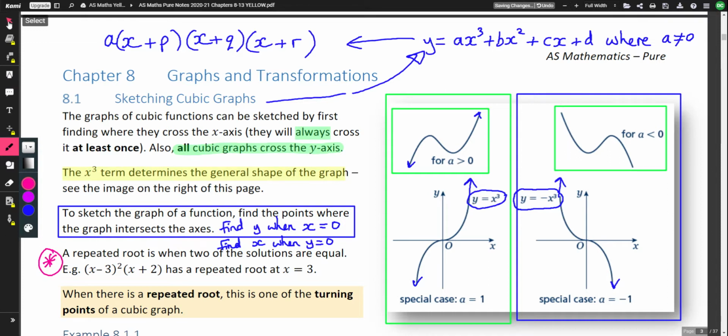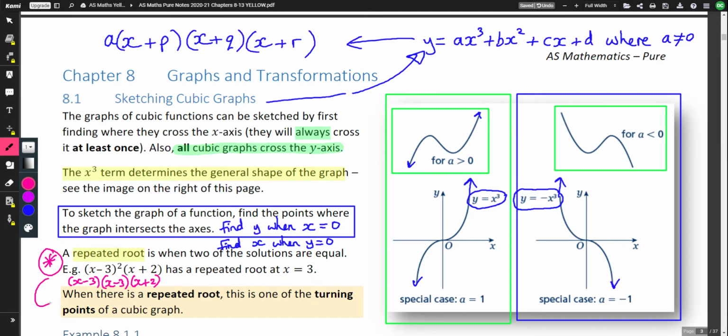A repeated root is when two of the solutions are equal. For example, when fully factorized, two of the brackets are the same. So this example here, x minus 3 all squared times x plus 2, that could be written as x minus 3 times another x minus 3 times x plus 2. That means the same thing because of what squared means. So that's got a repeated root at x equals 3. What will that look like on the graph?